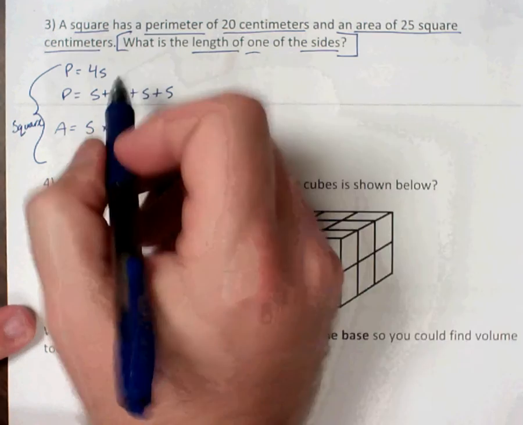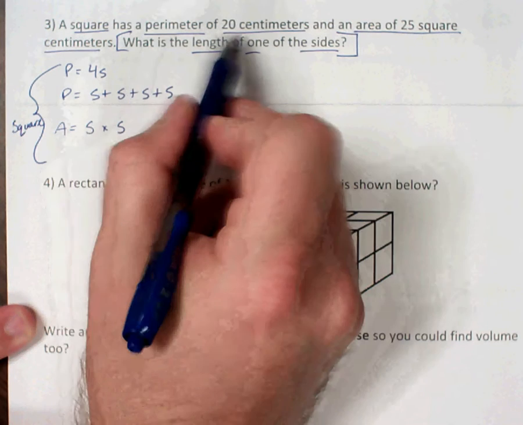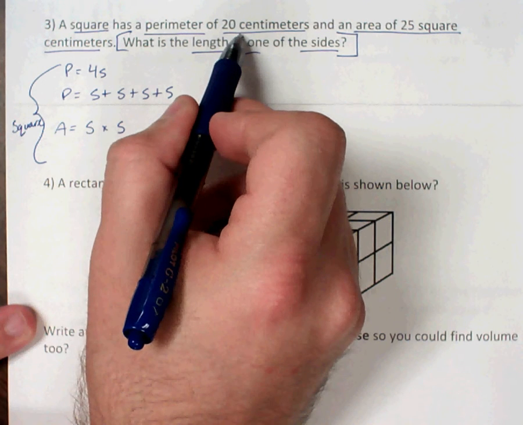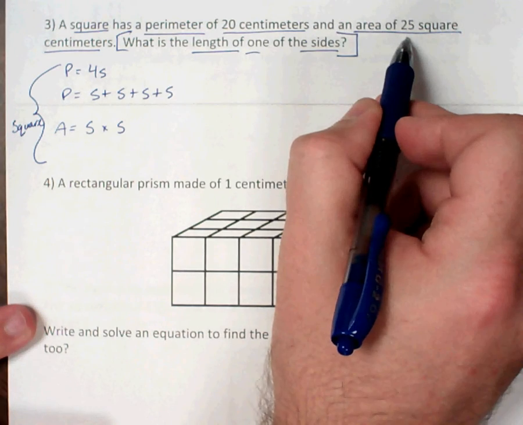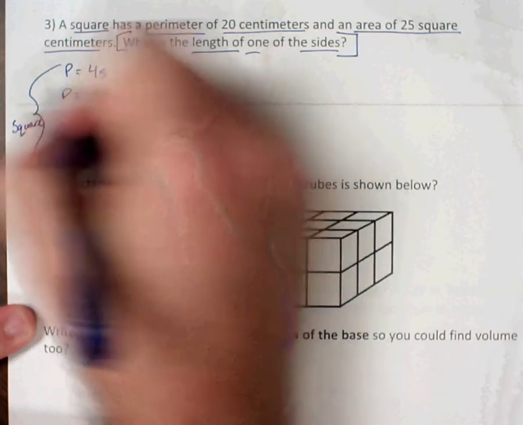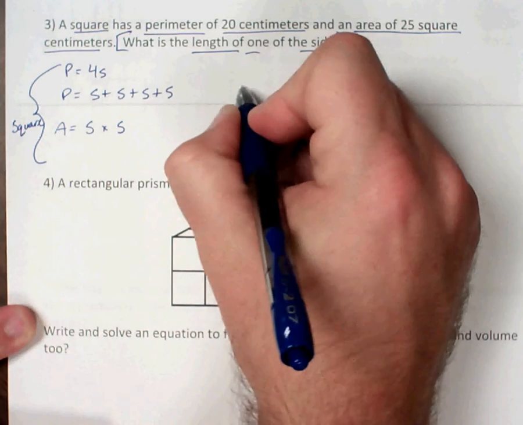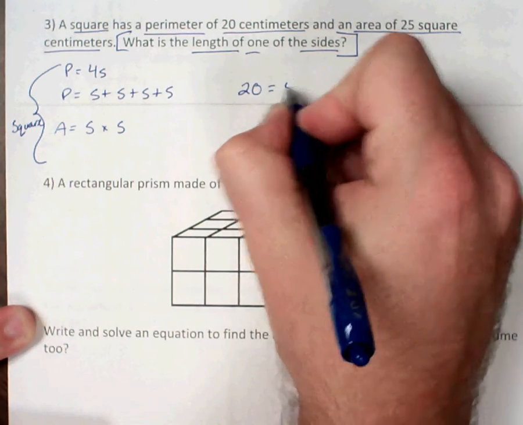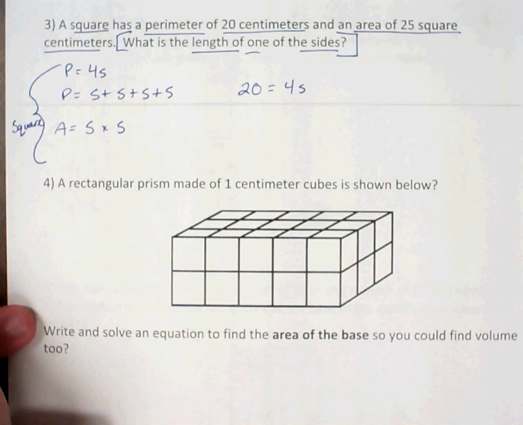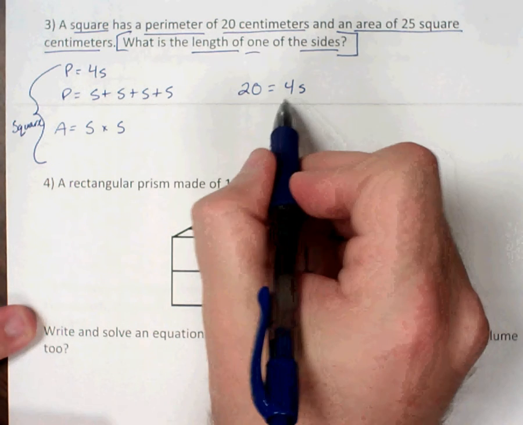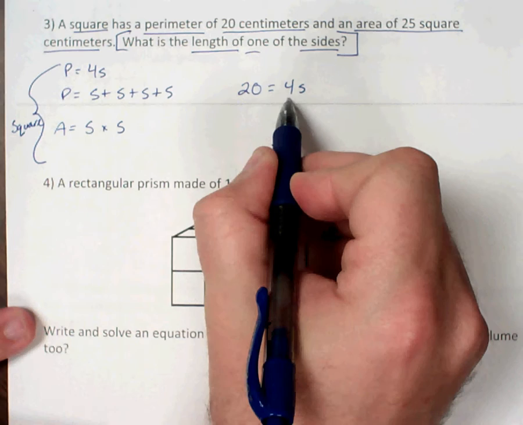So the easiest way to do that is for us to use the perimeter and get an answer and then check that answer to make sure it matches for the area. All right, so the best way to do that is we're given that the perimeter is 20. So I'm going to say 20 equals 4 times the side length. All right, now I need to find a number that I can multiply by 4 to get 20.